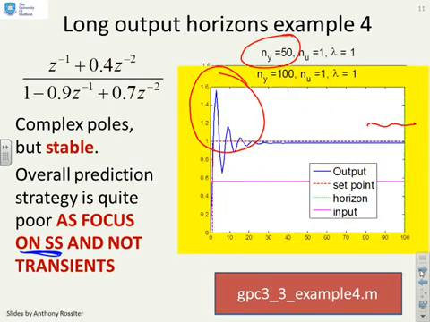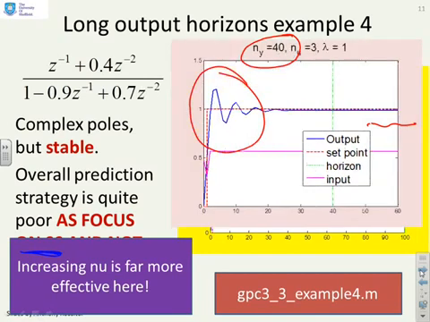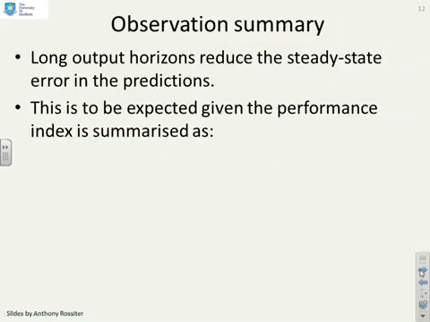If I increase the horizon even further, here it's gone to 100, and again you see the transients are still very poor, even though the steady state predictions are good. In this particular case, increasing the control horizon would be a far more effective way of getting a good response. So here you'll notice what I've done is I've increased the control horizon to be 3. And therefore this oscillation around here is far better than it was before.